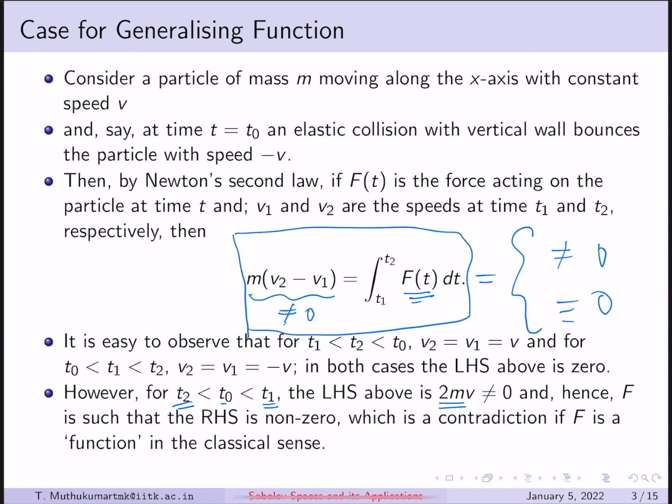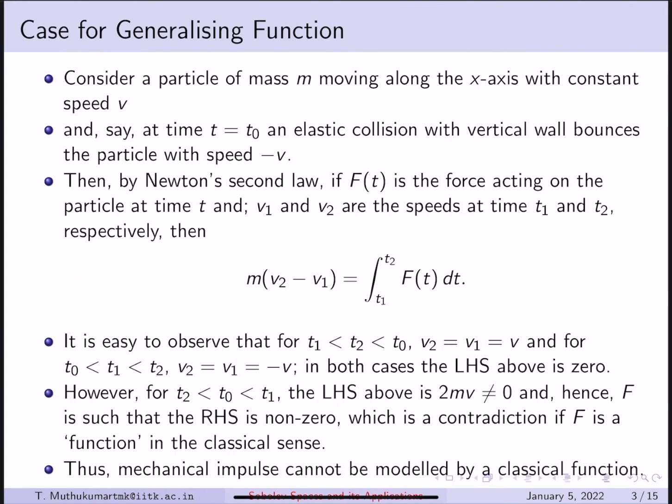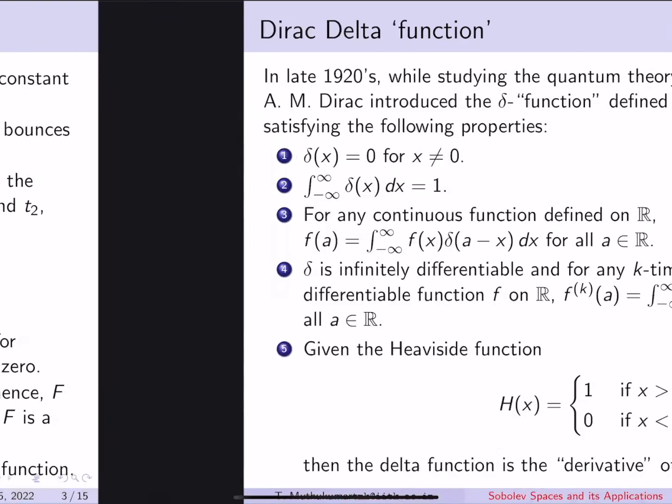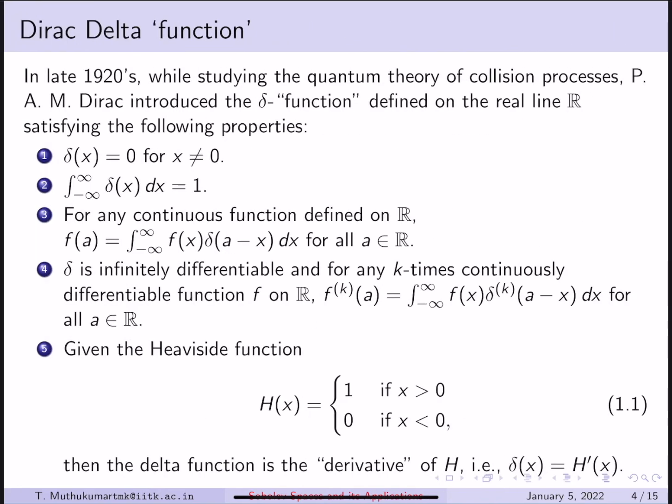So to model this situation, which is actually called a mechanical impulse, you cannot do it by a classical function f. You need to generalize the notion of function. This is the kind of situation which came about in Dirac's work, for instance, when he was working on his quantum theory of collision processes. In fact, this is the work for which he actually got his Nobel Prize.